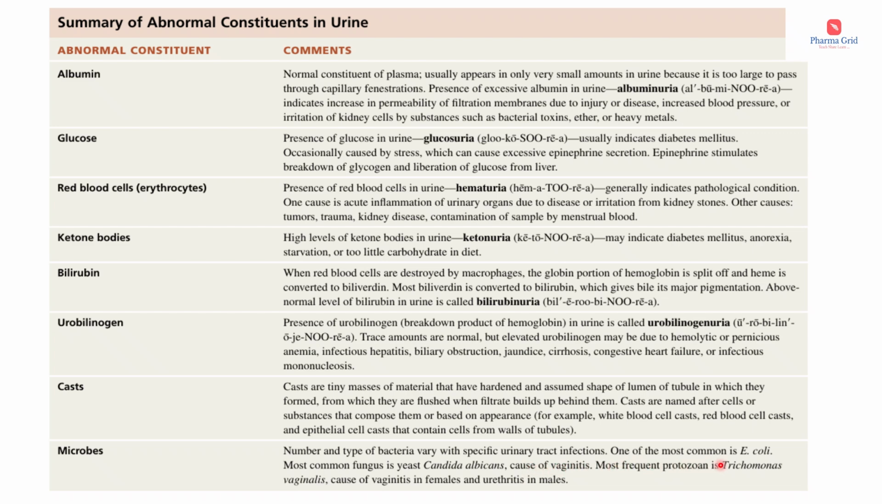One of the most common is Escherichia coli. Most common fungus is yeast, which is Candida albicans of vaginitis. Then most frequent protozoan is Trichomonas vaginalis, cause of vaginitis in females and urethritis in males. So these all are the abnormal constituents in urine. Presence of these indicates some pathological conditions.